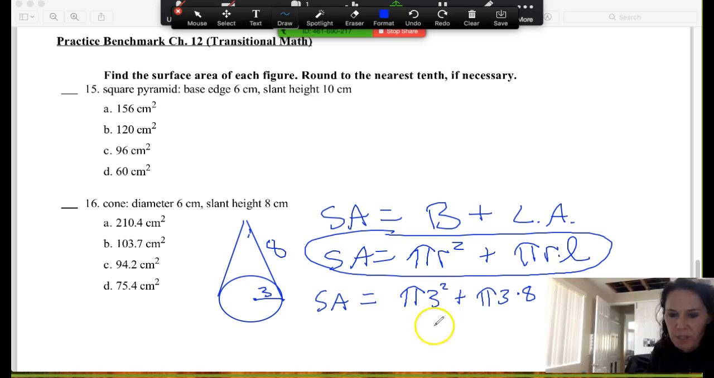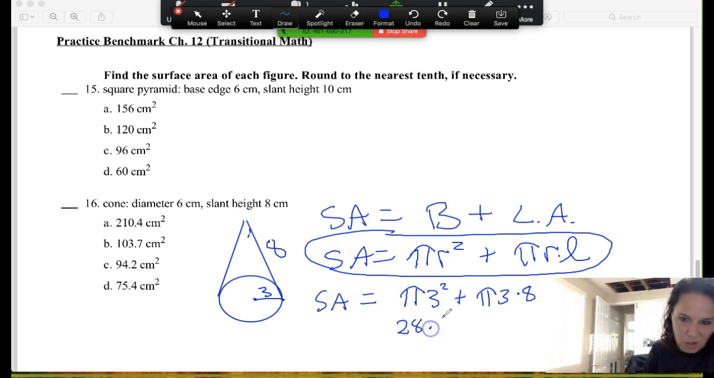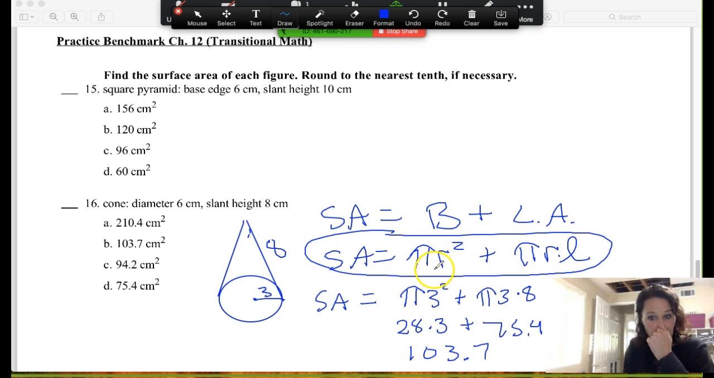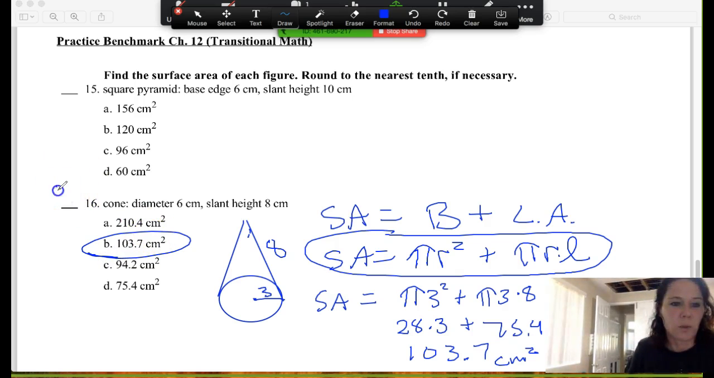All right, so we're going to go 3 squared is 9. And then we're going to go 9 times pi is 28.27, so 0.3, plus 3 times 8 times pi is 75.4 approximately, and add those together. And you're going to get approximately 103.69, which would round to about 103.7. It is surface area, centimeters squared. And you have 103.7 centimeters squared, it's B.